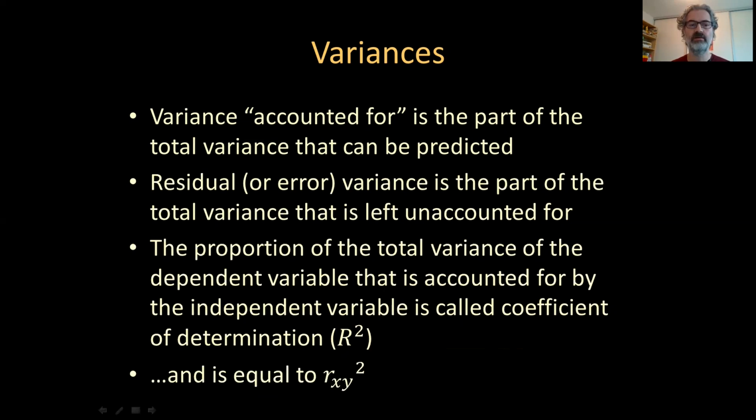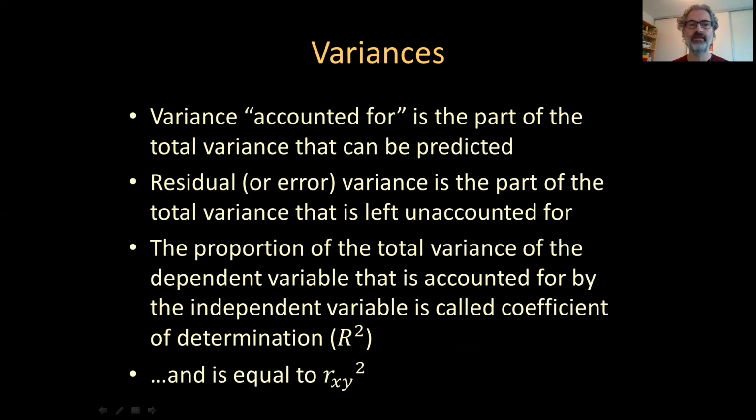And as it turns out, it is equal to the square of the correlation between x and y for this simple case of simple linear regression with just one independent variable. So the coefficient of determination, that is the proportion of variance in the dependent variable that we account for by the independent variable, is equal to the square of the correlation between these two variables.